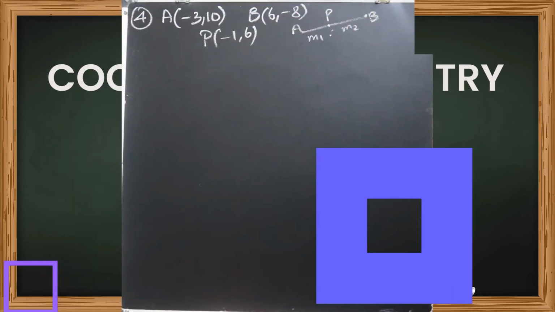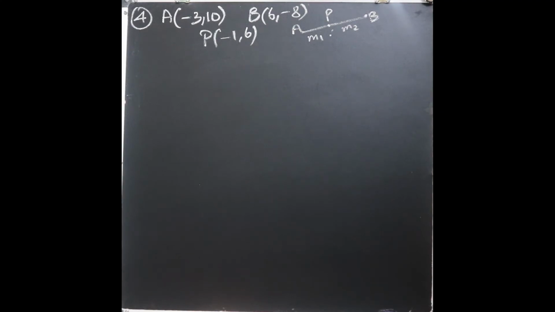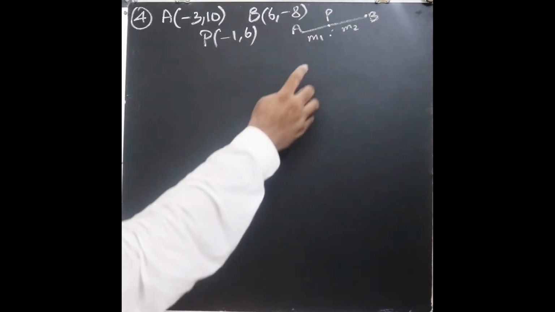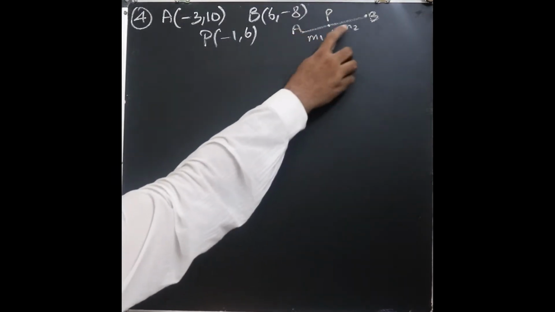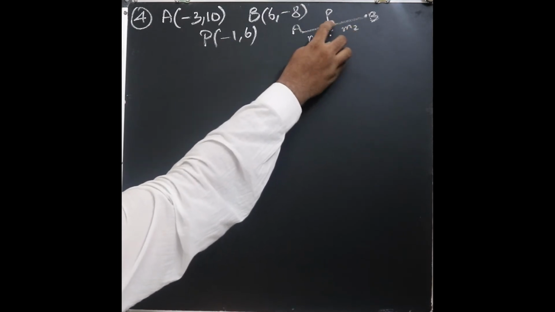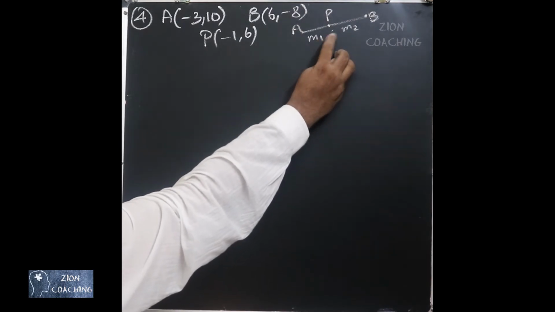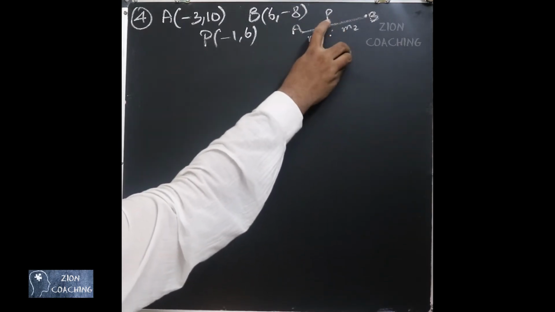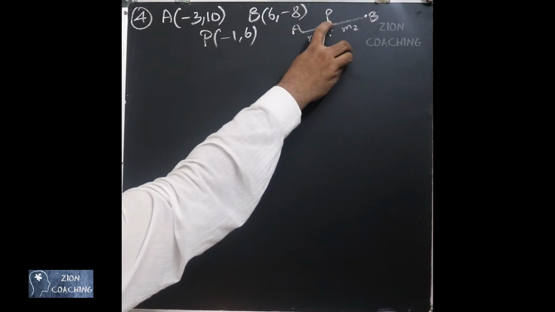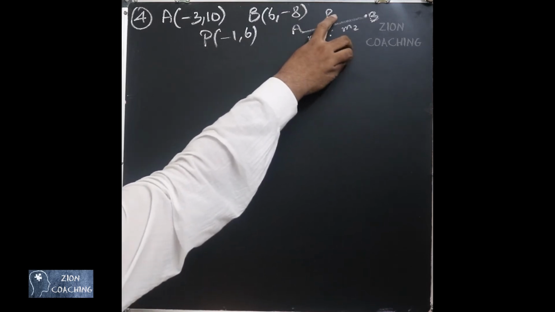Question number 4. Find the ratio in which the line segment joining the points (-3, 10) and (6, -8) is divided by (-1, 6). Now, there is a line joining the points A and B and it is divided by a point P. Normally, they will give the ratio in which this point is dividing A and B. Then you will find the coordinates of that point P, that is using section formula.